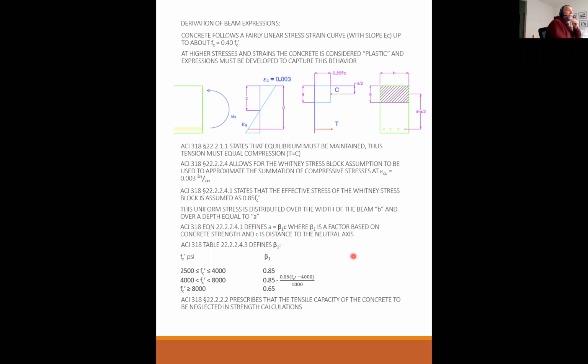Okay, ACI 318, section 22.2.2.2 prescribes that the tensile capacity of the concrete be neglected in strength calculations. Okay, so what that means, here's my beam again. Everything on this side of the triangle is in compression. Everything on this side or below c is in tension. This is basically just the code version of telling you what we already know: ignore any tensile capacity of the concrete for your strength calculations.